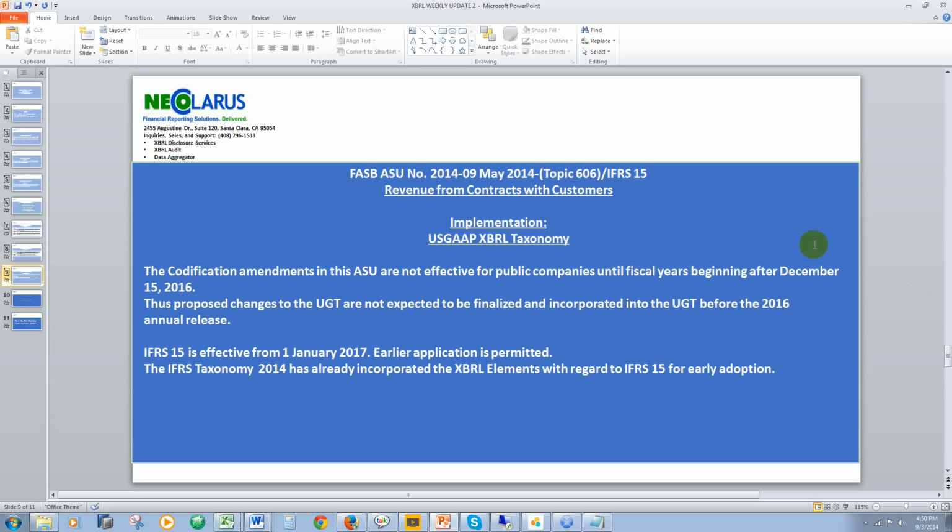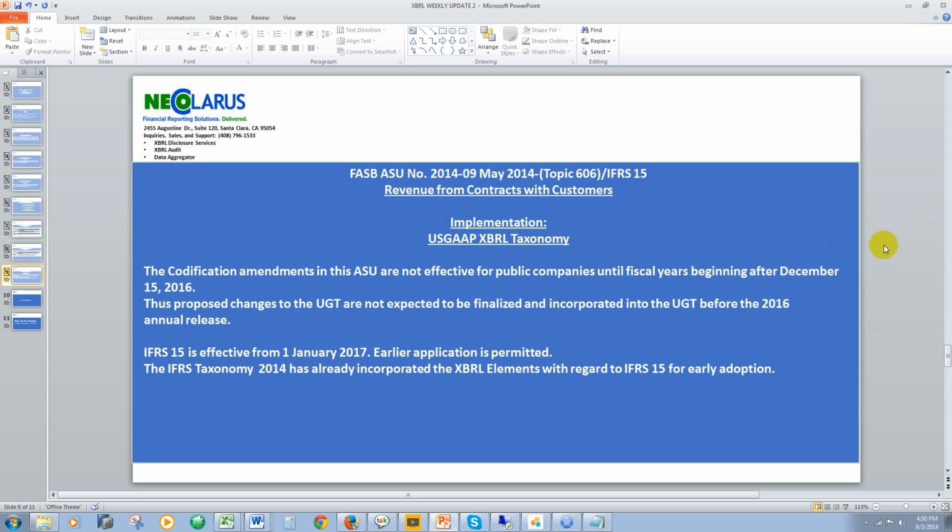However, for IFRS 15, like for IASB, it's effective from January 1st, 2017, but since early application or early adoption is permitted, we see that the IFRS taxonomy for 2014 has already been updated with the XBRL elements with regard to IFRS 15. So that is all about it for revenue from contracts with customers.